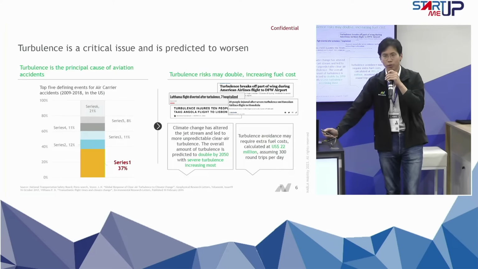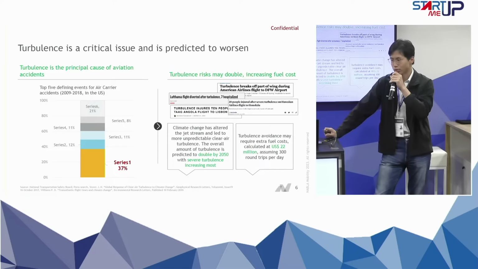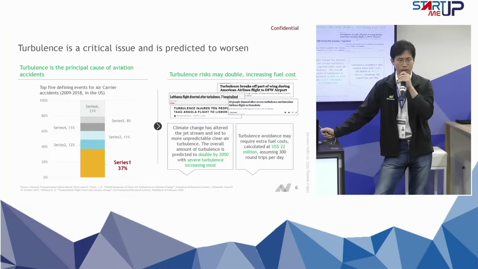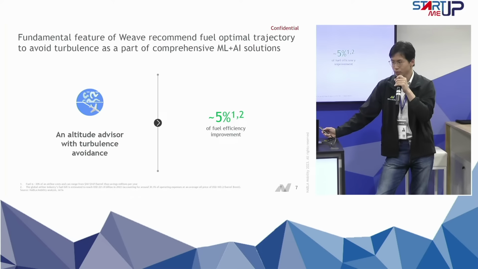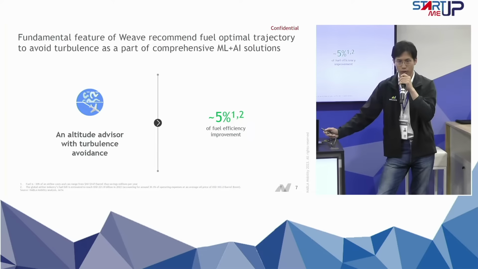First of all, we can't do this whole thing at once. So first, we are focusing on turbulence, which is the largest portion of the safety incidents in the airlines, and is also expected to grow in the future because of climate change. Based on our solution, we expect to reduce fuel consumption by up to 5% while keeping safety, which gives a huge benefit to the airlines.